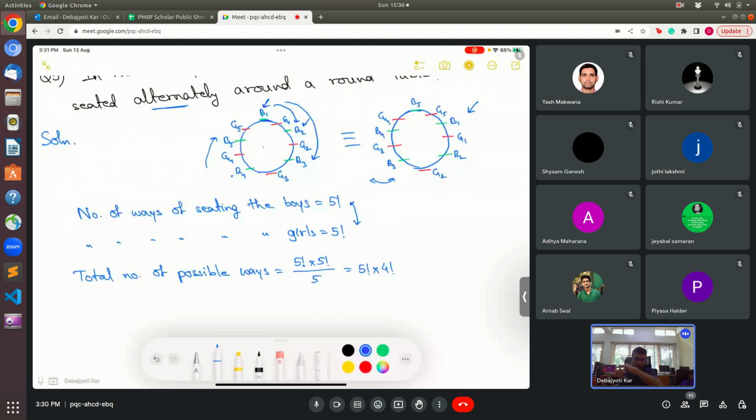If the problem was just to arrange the boys and girls on a straight line, then this was my answer, 5 factorial times 5 factorial. But now since they are to be seated on a round table, cyclic shifts are basically the same. If we can obtain one permutation by a cyclic shift of some other permutation, then those two should not be counted twice. So if we do 5 factorial times 5 factorial, we have basically counted each arrangement 5 times, right? So we have to divide by 5, and therefore this is my answer, 5 factorial times 4 factorial.